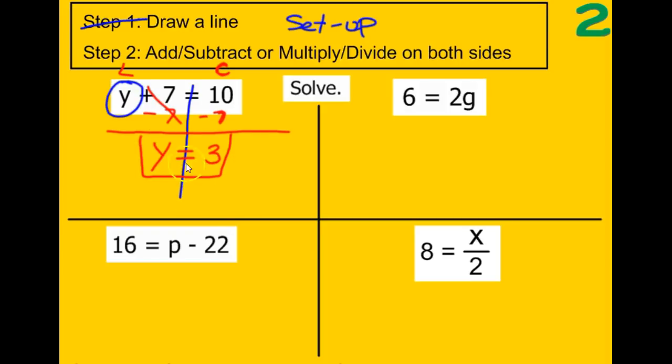And some of you might be able to do in your head 3 plus 7 equals 10. However, it's about the process. Okay? I'll show you in a minute what I mean by that. But right now, follow the process.